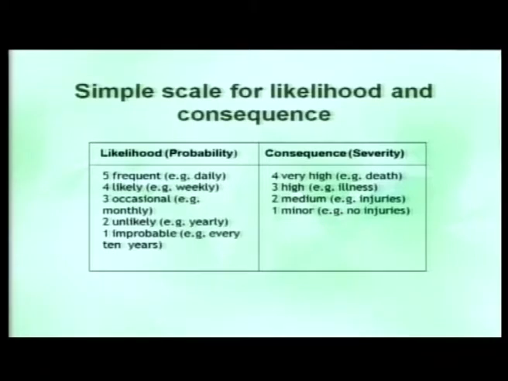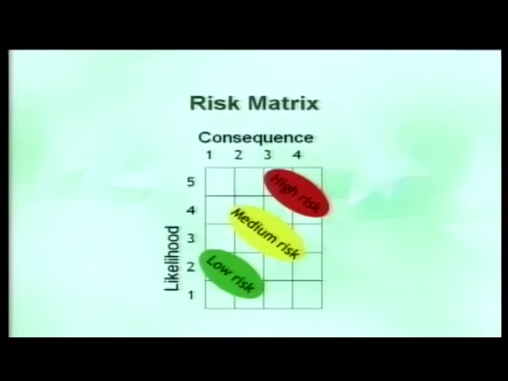Then what will be the severity? It can be minor, it can be very high. So you need to understand that. Based on this likelihood and severity, we can develop a matrix. If my likelihood is low and my consequence of failure is also low, then I categorize that hazard as a low risk. That means I may not want to establish a control measure for that hazard.